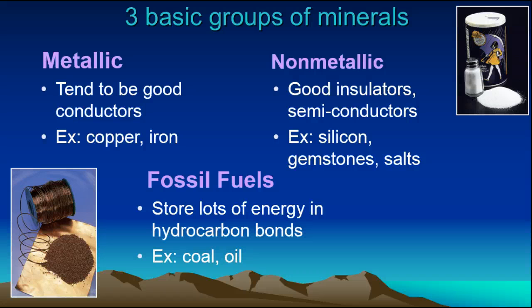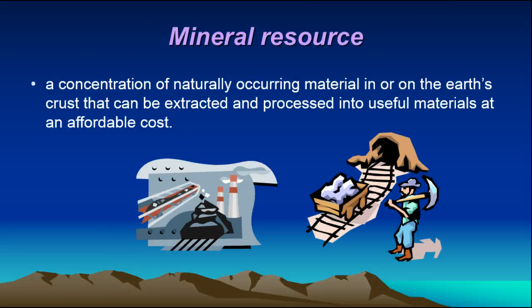So metallic minerals are the metals, the things you tend to think of that are good conductors like copper, iron. Non-metallic minerals tend to be good insulators. They act a lot of times as semiconductors, so things like silicone, gemstones, salts. And then we have fossil fuels. Fossil fuels store lots of energy in those hydrocarbon bonds. So for example, coal and oil, and we're going to talk about those a lot more later, so we're going to somewhat ignore them for this portion of the unit.